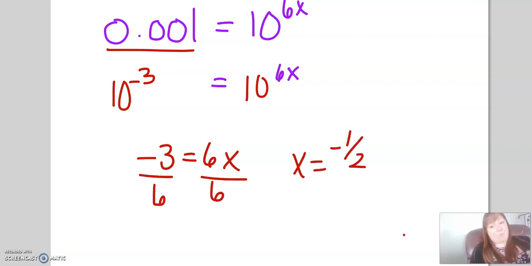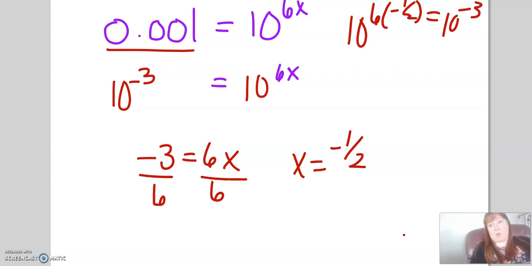And that would make sense, right? Because if I put negative 1/2 in for x, I'd get 6 times negative 1/2, which is negative 3. So if I did this, 6 times negative 1/2, I would end up with 10 to the negative third, which is exactly what I wanted in the first place.